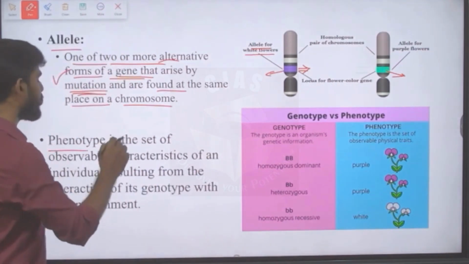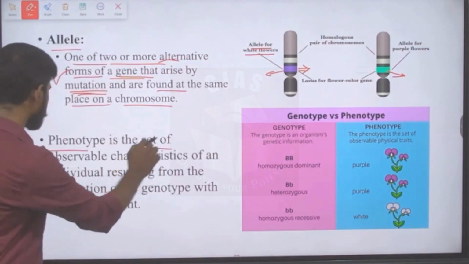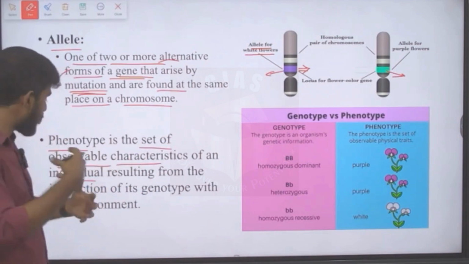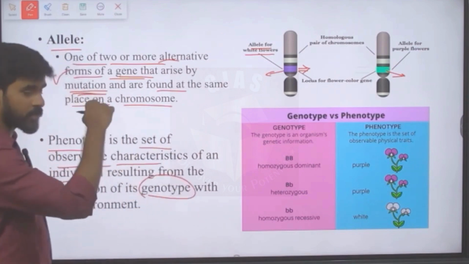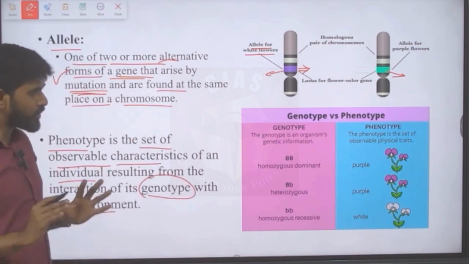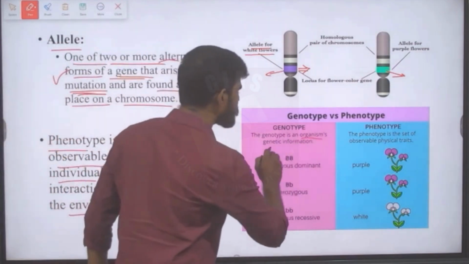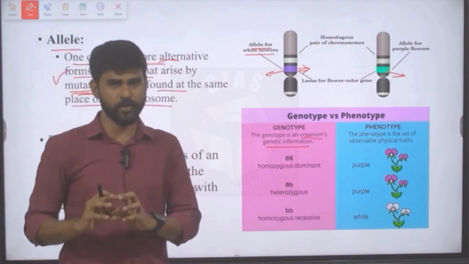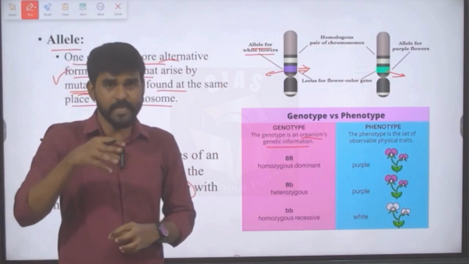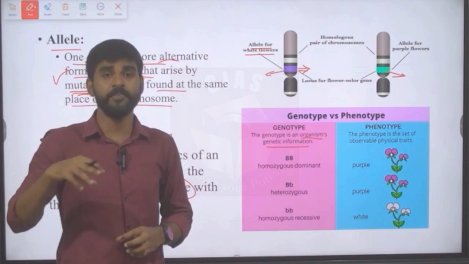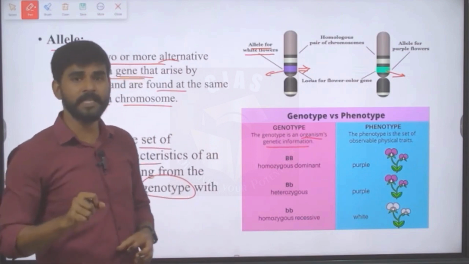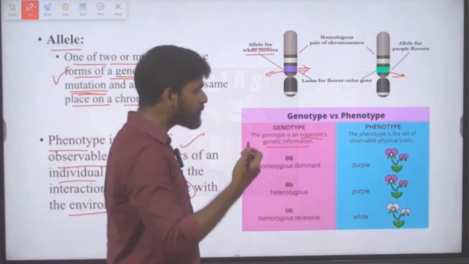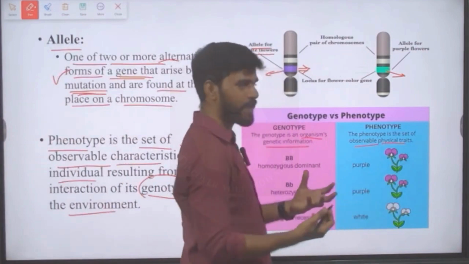And what is phenotype? Phenotype is nothing but the set of observable characteristics of an individual resulting from the interaction of the genotype that we discussed with the environment. So what is genotype? Genotype is an organism's genetic information, as simple as that. When that genetic information interacts with its environment, then that becomes phenotype because it will express itself in the form of observable characteristics. So observable traits, the physical traits, are called phenotype.